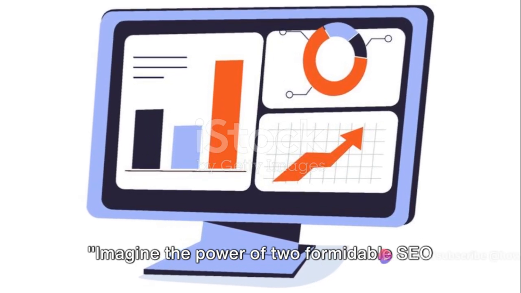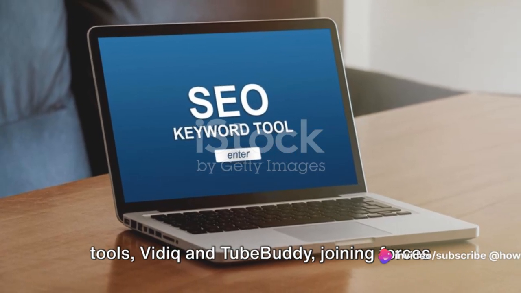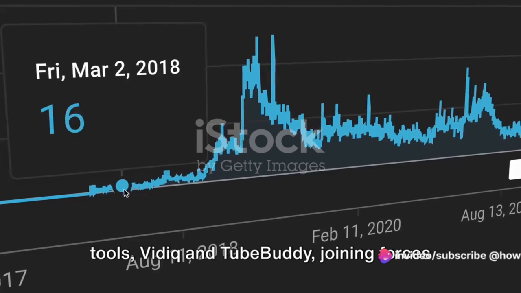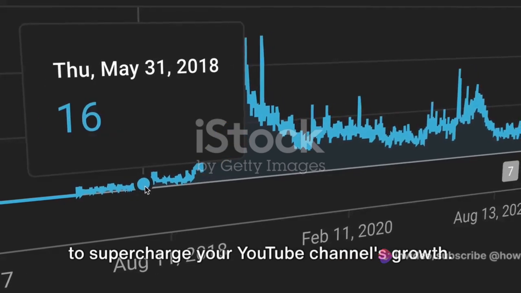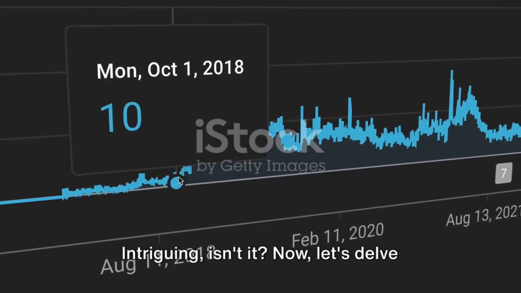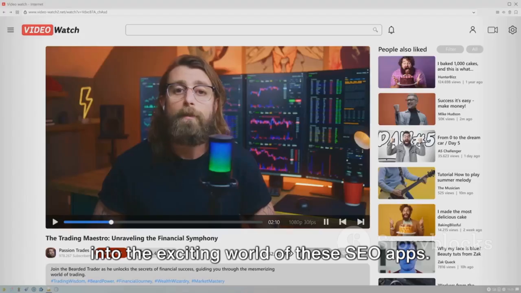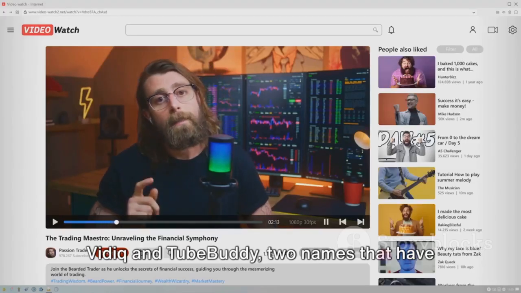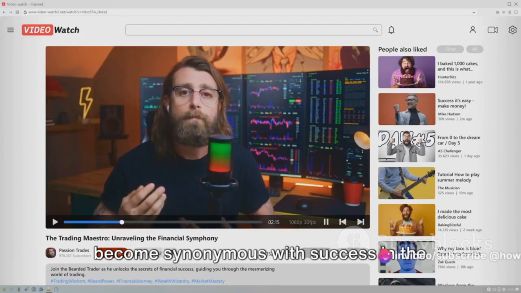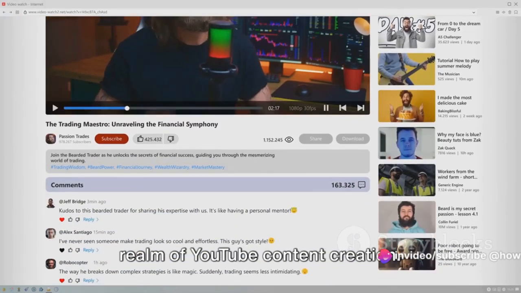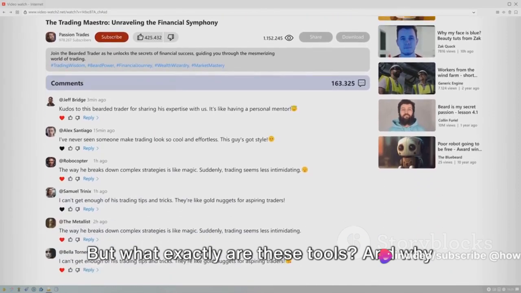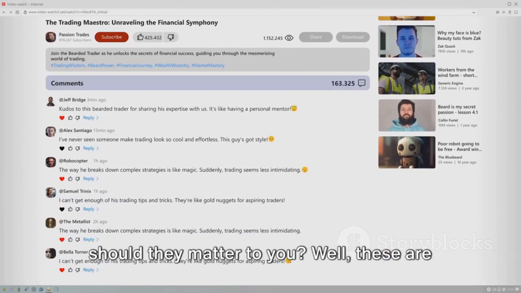Imagine the power of two formidable SEO tools, VidIQ and TubeBuddy, joining forces to supercharge your YouTube channel's growth. Intriguing, isn't it? Now let's delve into the exciting world of these SEO apps. VidIQ and TubeBuddy, two names that have become synonymous with success in the realm of YouTube content creation. But what exactly are these tools, and why should they matter to you?